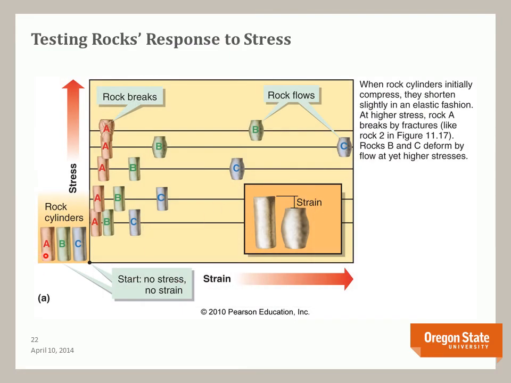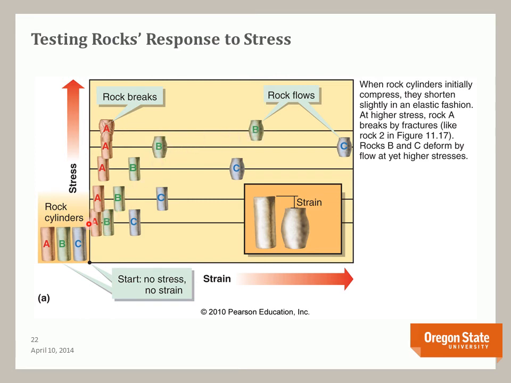We can also look at three different rock types, A, B, and C, and see how the type of rock determines its behavior. On this graph we have stress increasing this way and strain increasing that way, strain being a measure of how much the rock cylinder changes. So cylinders of rock A behave brittly as you increase the stress, and notice that the strain does not increase that much. On the other hand, B does not respond brittly but actually ductilely, as you can see by this barreling, and then starts to flow.